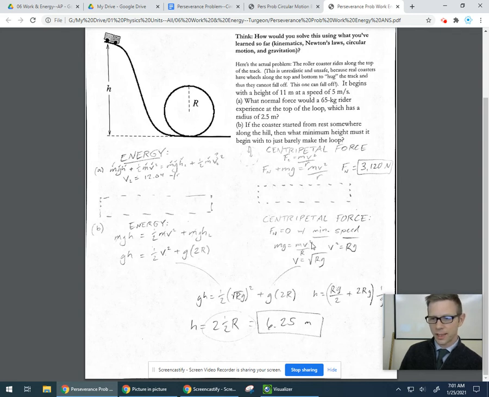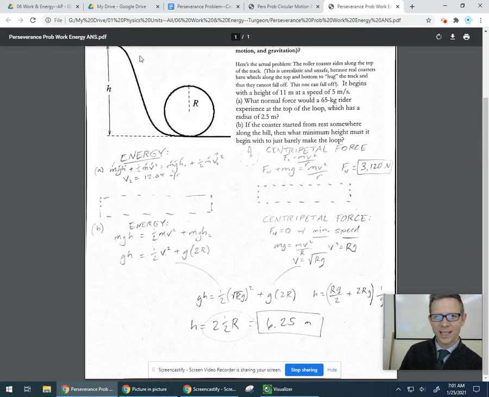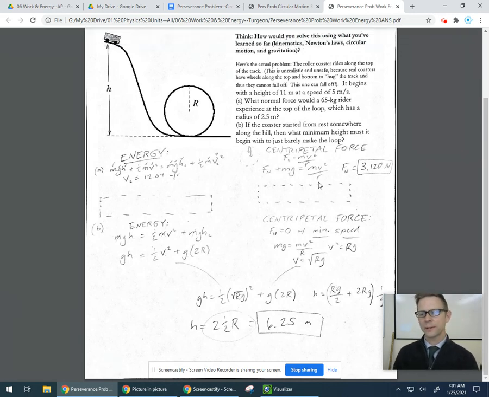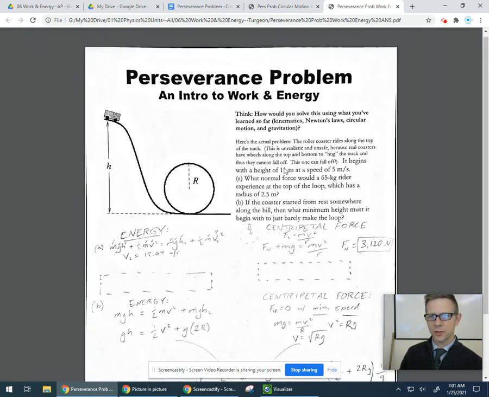So when you plug in here with the weight being the only centripetal force, you get V squared equals RG, V equals the square root of RG, plug, plug, plug. All these things cancel out when you solve for H, including the G, and you get 2.5 times the radius is the height. It's a satisfying result, though it seems kind of arbitrary. 6.25 meters, the answer to the perseverance problem.